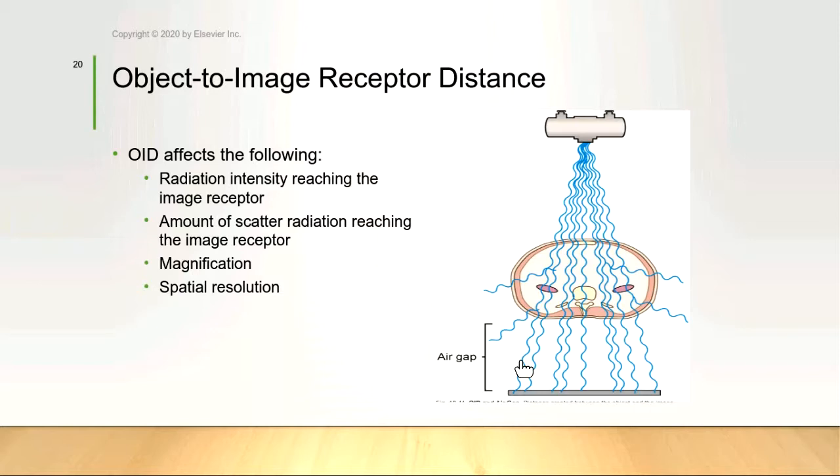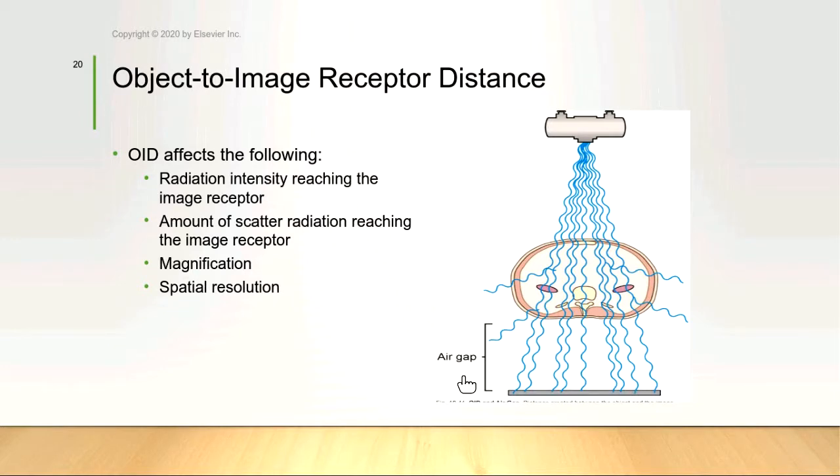It also plays a part. There is magnification when there's an increase in OID, which means that there is distortion. It's not a good thing. And it takes away from our spatial resolution, because remember, spatial resolution and distortion are inversely related. So if you have better spatial resolution, you're going to have decreased distortion. And if you have an increase in distortion, you'll have a decrease in resolution.